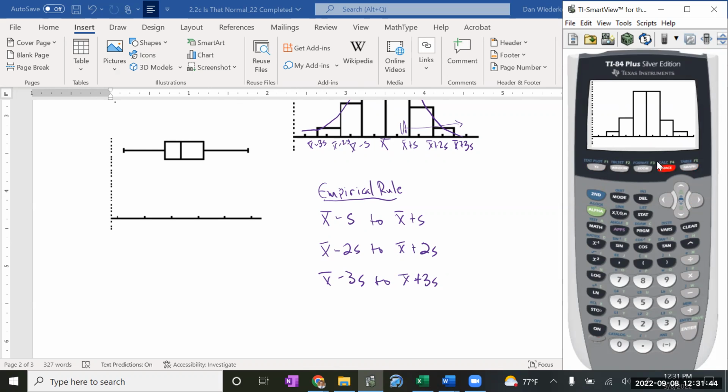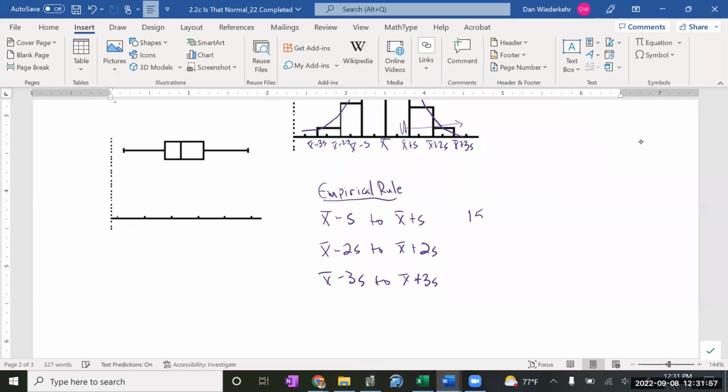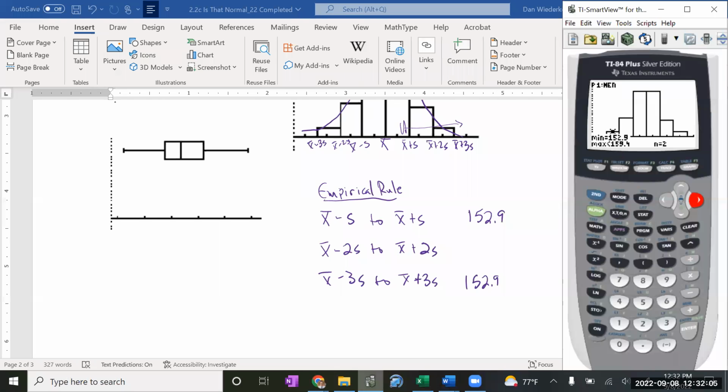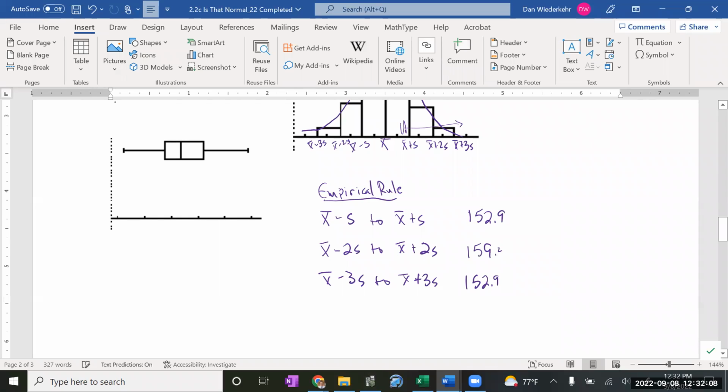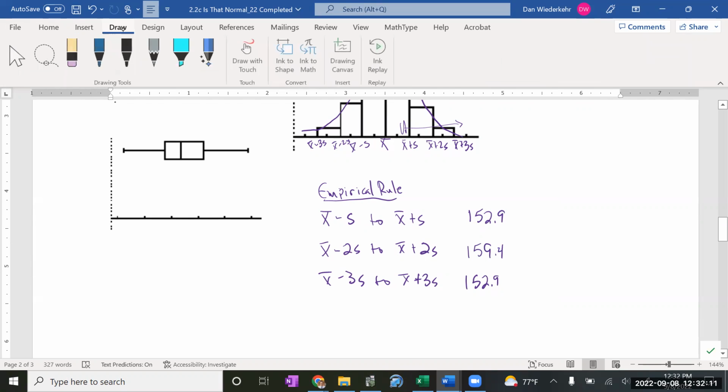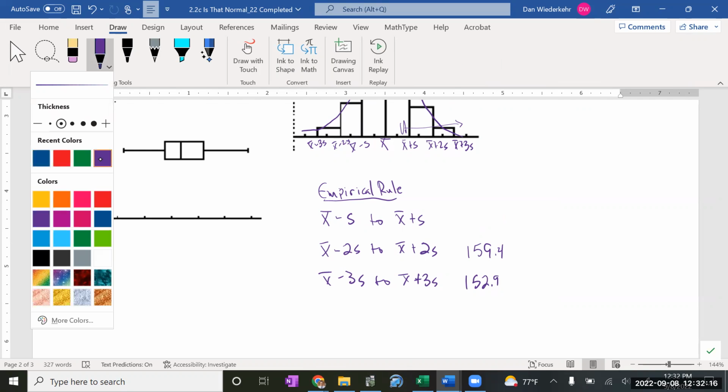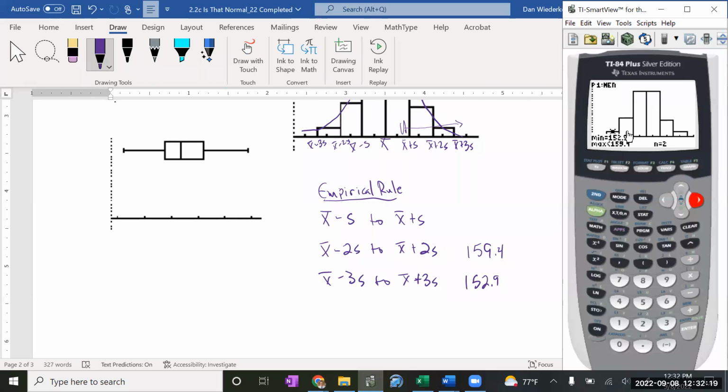Let's go trace. And that bin over there had a value of 0. That was 4 standard deviations away. This bin goes from 152.9 to 159.4. So those are the lower bounds. 152.9, sorry, that's 3 standard deviations away. And 159.4 is 2 standard deviations away. Right. And if I go over here, now you notice there were 2 values there. We'll keep that in mind. We'll count those up here in a minute.